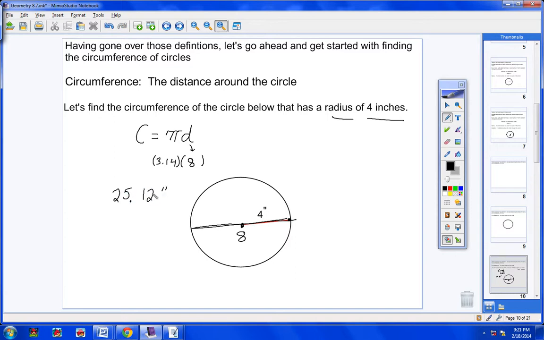25.12 inches. Now notice it's not square inches. We would say square inches if you were finding the area. We're not finding the area, we're finding the circumference. So with that in mind, the distance around the swimming pool, or around the circle, and obviously a swimming pool would not have a radius of 4 inches, but you get my point, the distance around this circle is 25.12 inches. That's the distance around the circle.